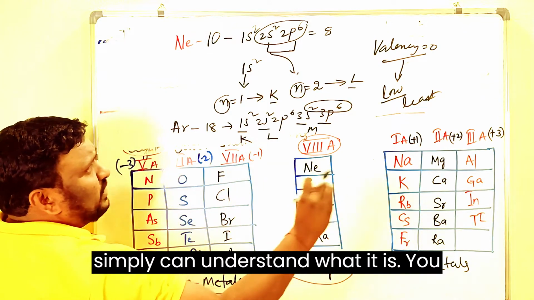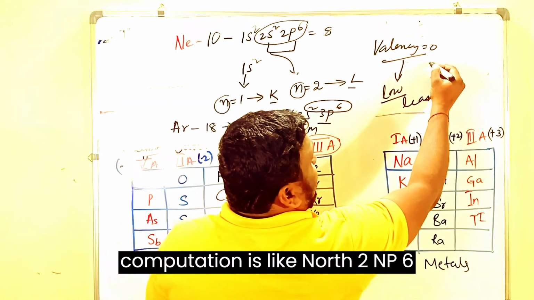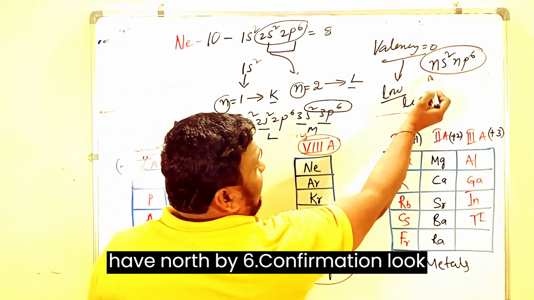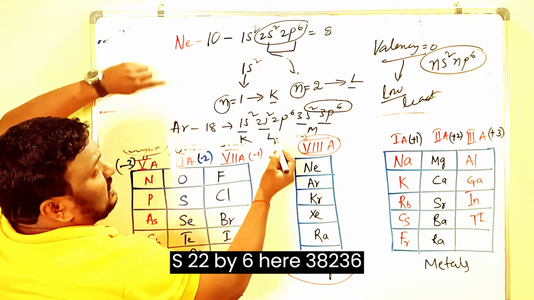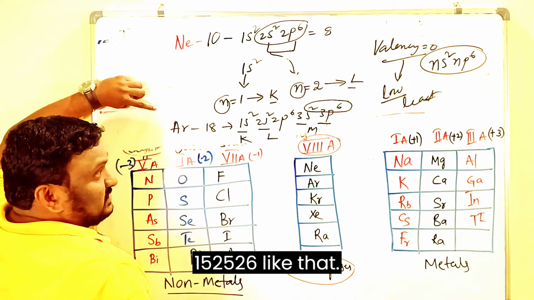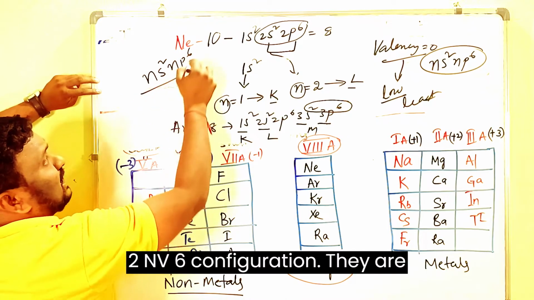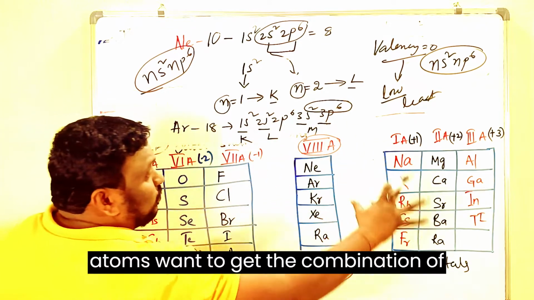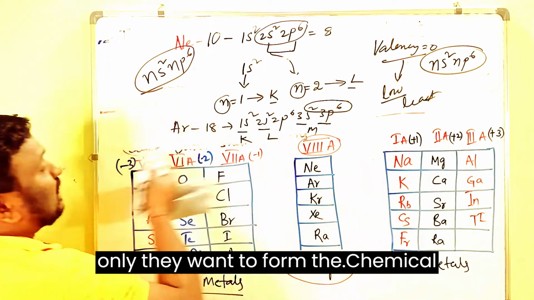So simply you can understand what it is. You have to remember the atoms which have 8 electrons. Simply here the octet configuration is like ns2 np6. The atoms which have ns2 np6 configuration, look here now, in case of neon it is 2s2 2p6, here 3s2 3p6, for next one 4s2 4p6, for next one 5s2 5p6, like that. So the atoms which have in the outermost shell ns2 np6 configuration are very stable, children. So the remaining atoms want to gain the configuration of ns2 np6. For that purpose only they want to form the chemical bonds.